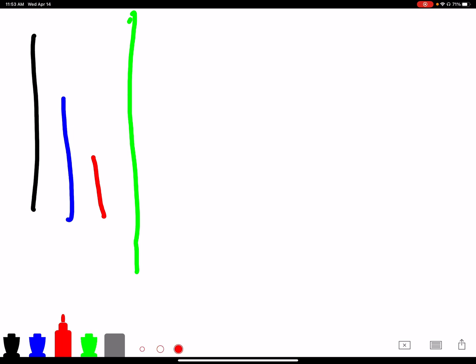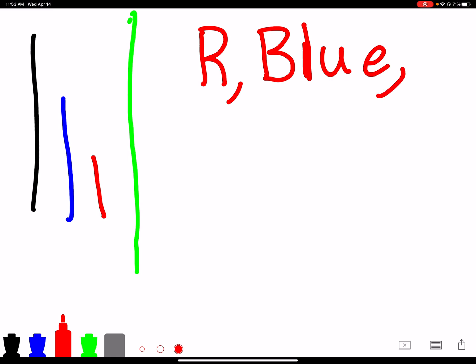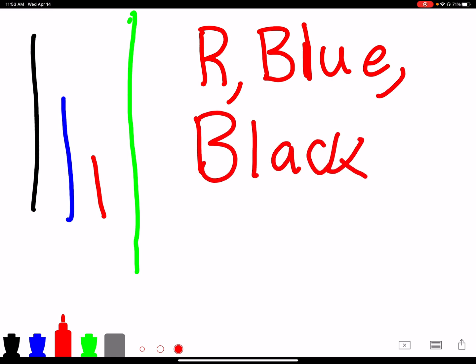So I'm going to order mine shortest to longest, and I'm going to put R for red. Okay, and then the next shortest will be blue since blue is not as long as the black. So I'm going to put B for blue. Actually, I'm just going to write it out because there's also black. Blue, and then it goes black. And then the tallest or the longest is going to be the green.